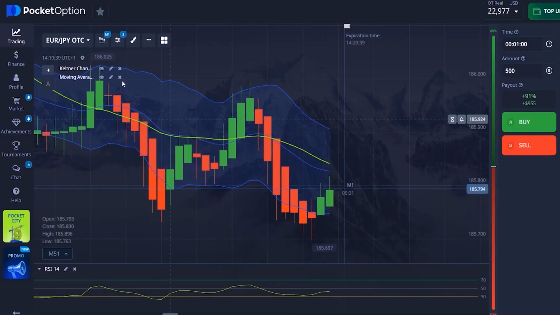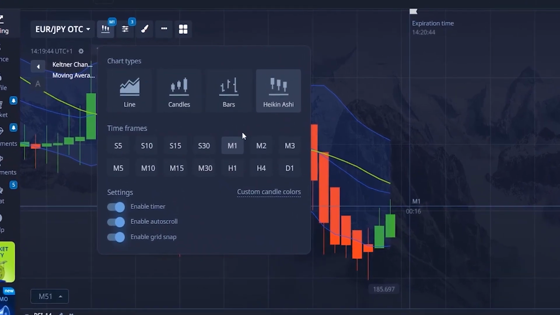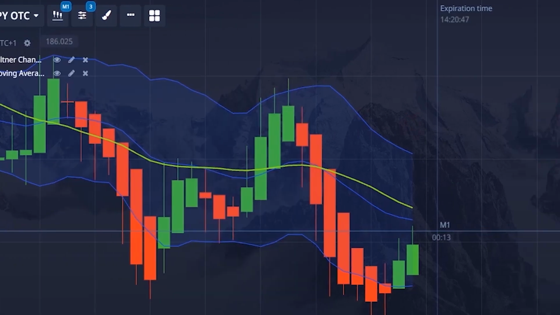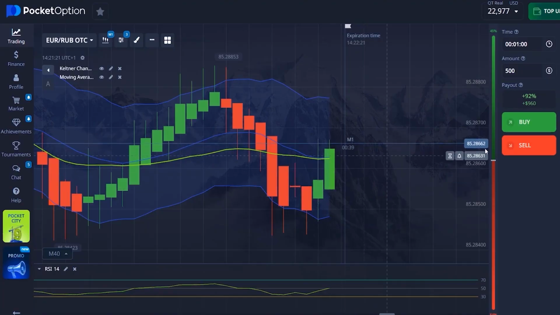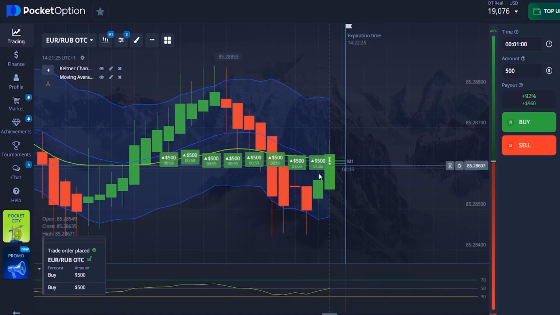So with this strategy, I'm going to be using the Heikin Ashi candlestick. I'm going to be setting it on 1 minute candle time frame, and also I'll be using 1 minute expiration time. So right here I'm finding an opportunity for an up position.